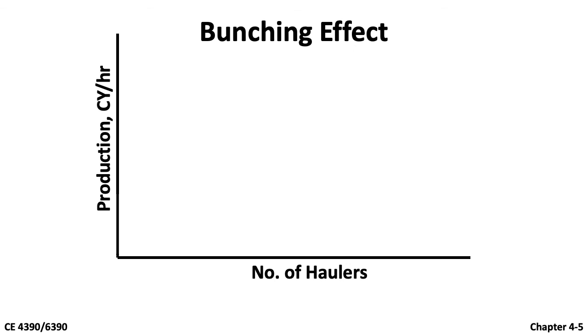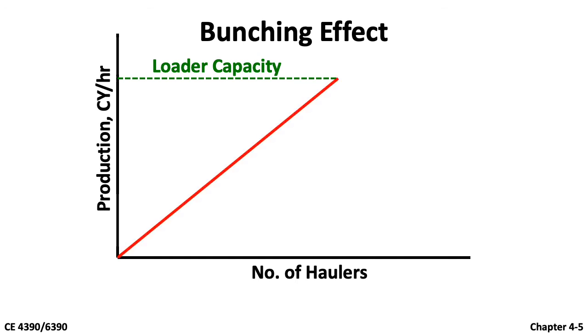So let's see how the production is related to the number of haulers. This is the loader capacity line. The production of the whole system cannot exceed this limit. So when you increase the number of haulers from 0, the production will increase until it reaches the loader capacity. This point is called the balance point. The truck production cannot exceed the loader capacity. And after this point, the production line will go horizontally. No increase in production even though you increase the haulers.